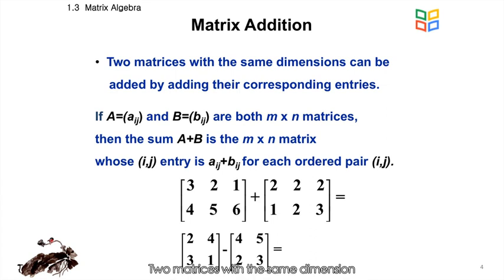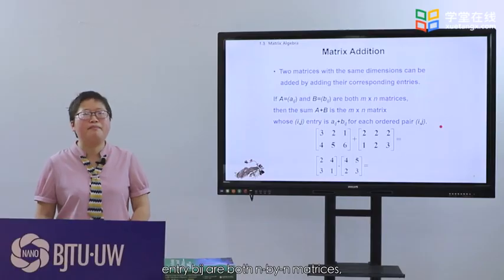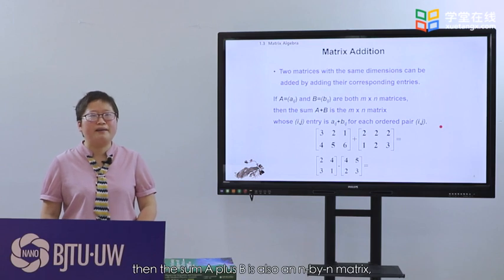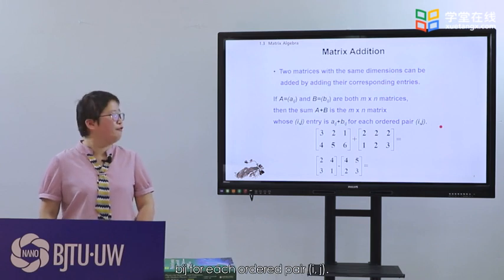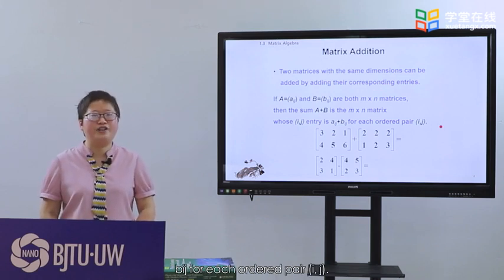Two matrices with the same dimension can be added by adding their corresponding entries. So if A with representative entry a_ij and B equals b_ij are both n by n matrices, then the sum A plus B is also an n by n matrix, where the ij entry is a_ij plus b_ij for each ordered pair ij.